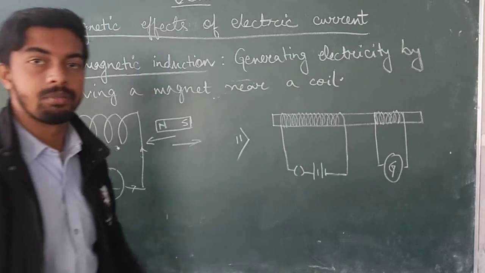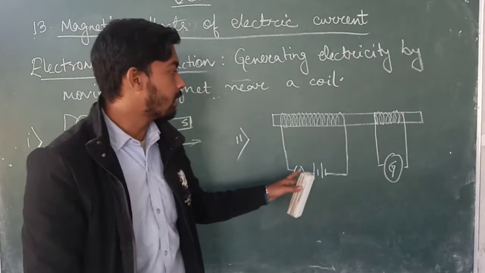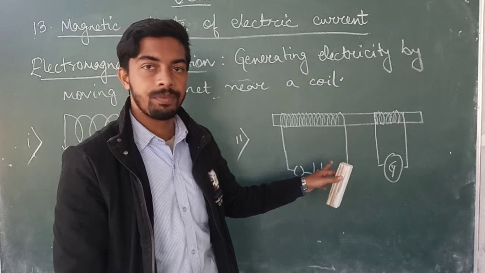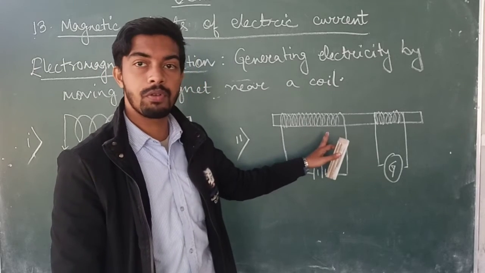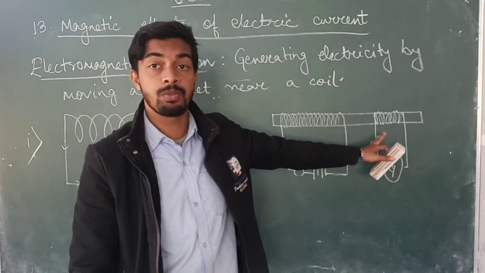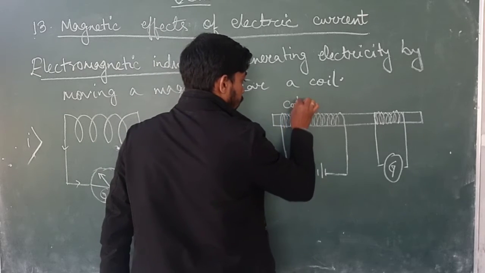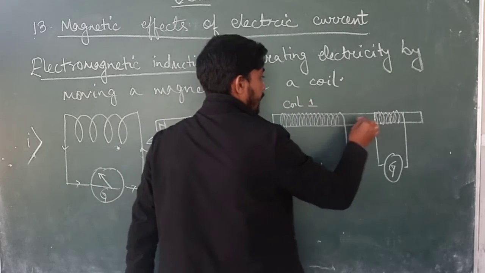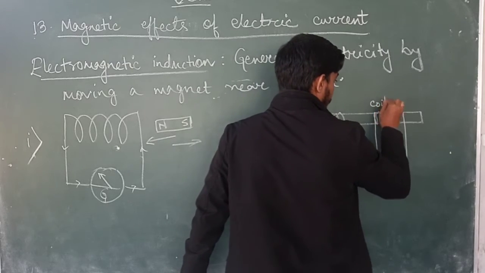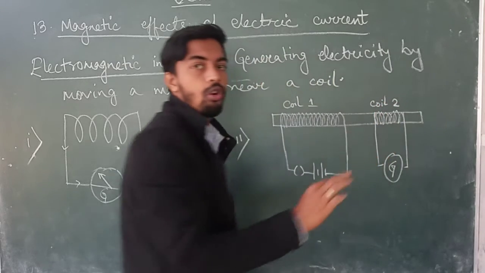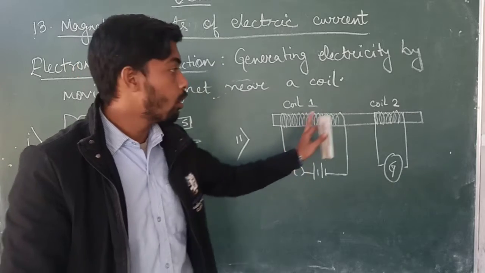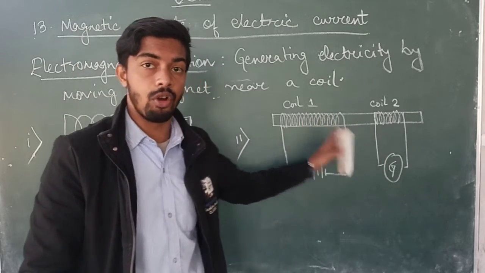This is the second method. So what happens here? Two coils are taken. One coil has more number of turns and the other one has a small number of turns. This is coil 1 and this is coil 2. Coil 1 is the primary coil, coil 2 is the secondary coil.